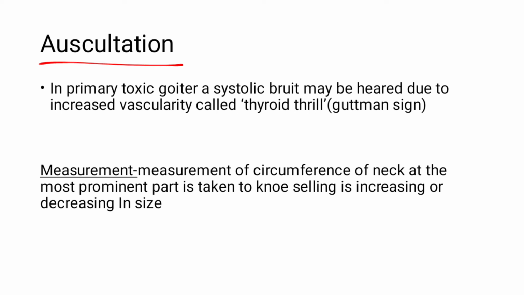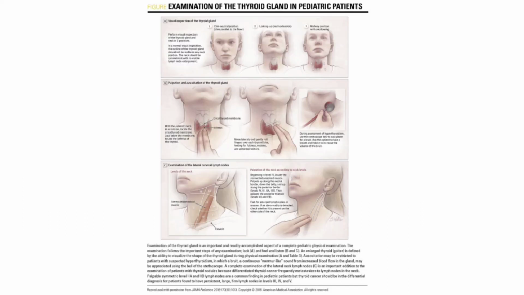Coming to auscultation. In primary toxic goiter, a systolic bruit may be heard due to increased vascularity, called thyroid thrill, Gutman sign. Measurement of circumference of the neck at the most prominent part is taken to know if swelling is increasing or decreasing in size.